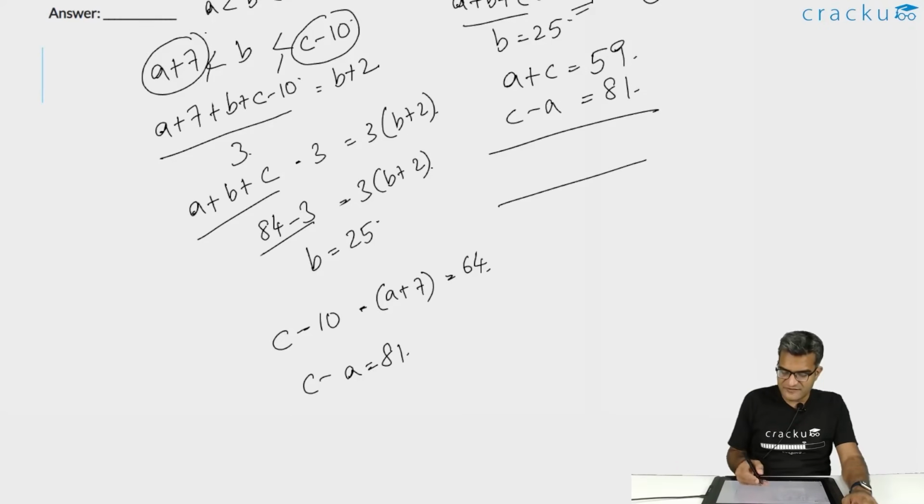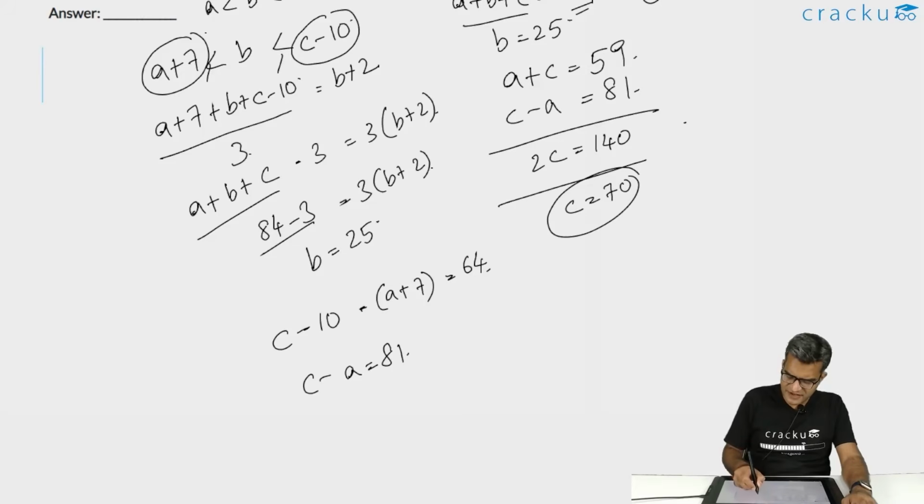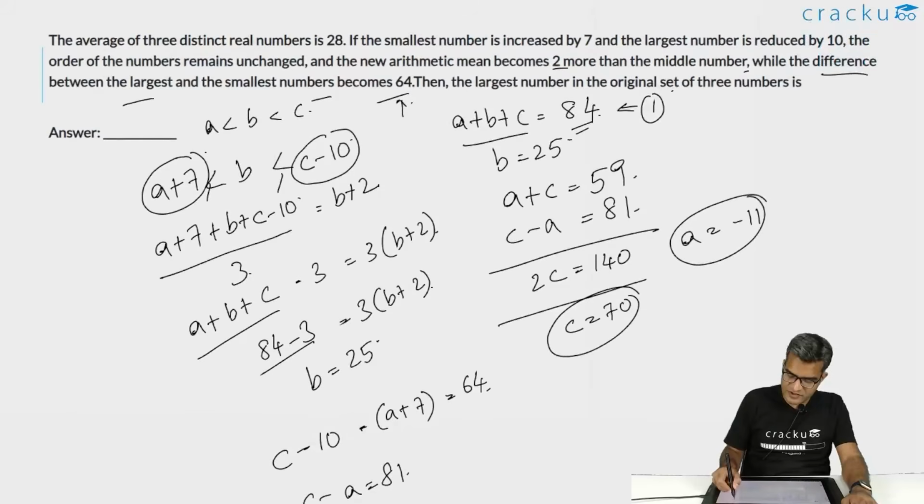So you can calculate the value of C and A. If you are just adding both of these numbers, we are going to get the value of 2C is equal to 140. So the value of C is 70. And the value of A can be calculated, A will be minus 11. What we are required to calculate is the largest of the original set of numbers, which will be equal to 70.